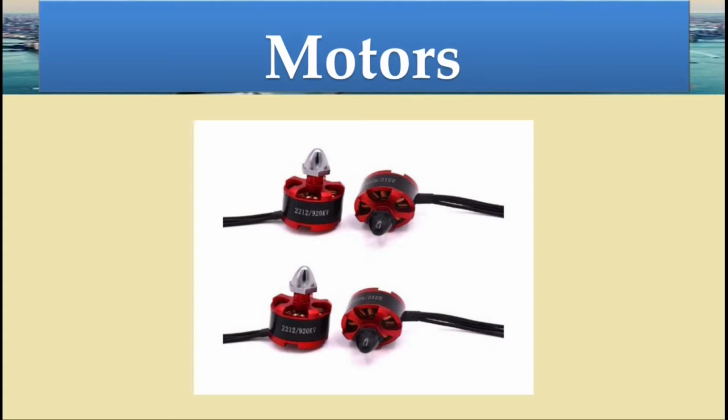This is 2212 920 kV motor. As we discussed in previous motor, there is a heat issue and also the height of the drone is increased. Due to this, sometimes we see our drone is wobbling. This 920 kV motor reduces the wobbling and also heat as the height is decreased with these motors. Heat is less in these motors as compared to previous motor which we discussed.